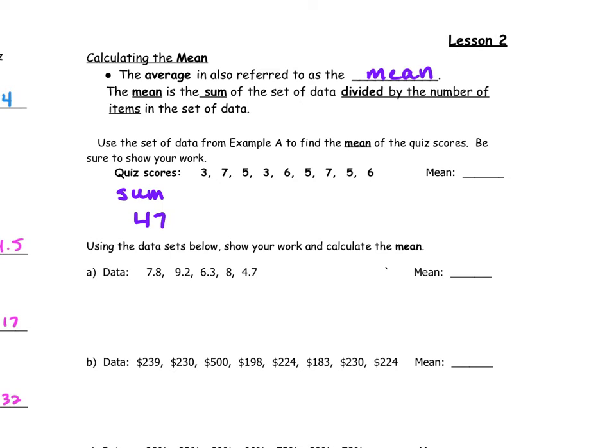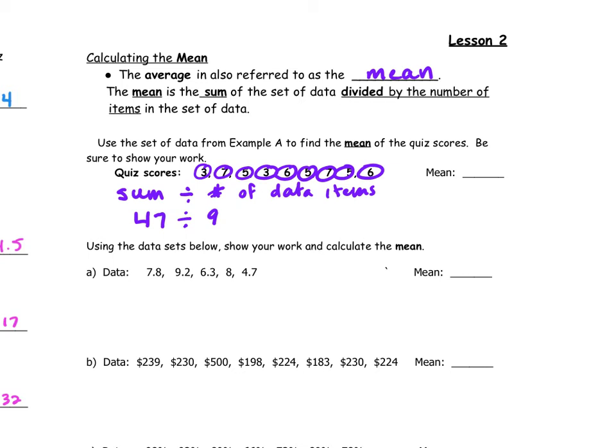So we're going to take the sum that we now have, and we're going to divide it by the number of data items. So number of data items. So we're going to count 1, 2, 3, 4, 5, 6, 7, 8, 9. And again, I would probably do that twice just to double check. So we're taking 47, the sum, divided by 9. So let's do that together.